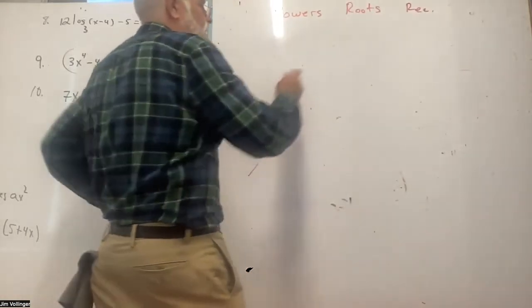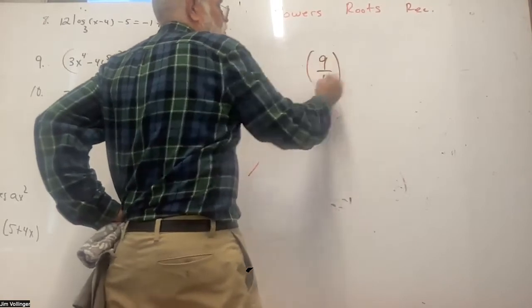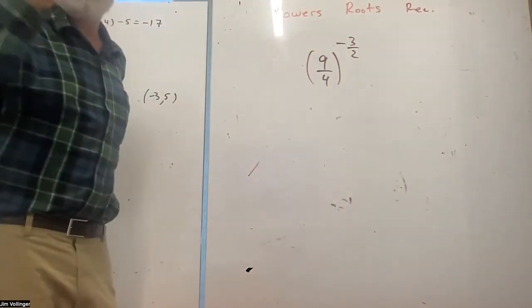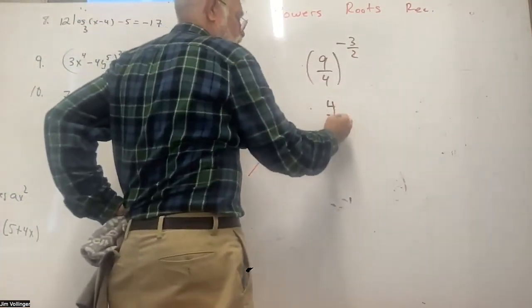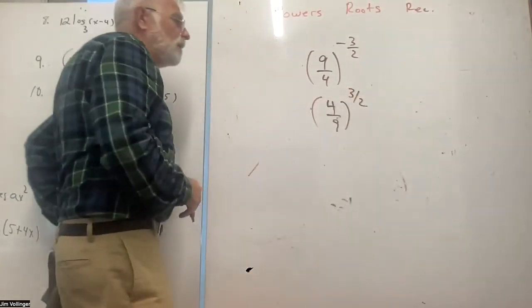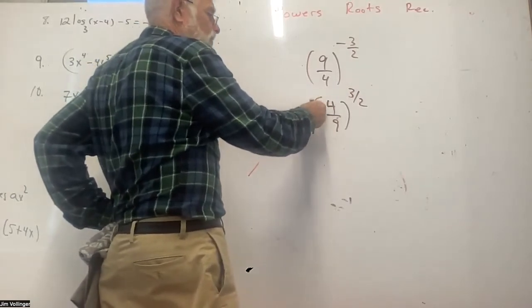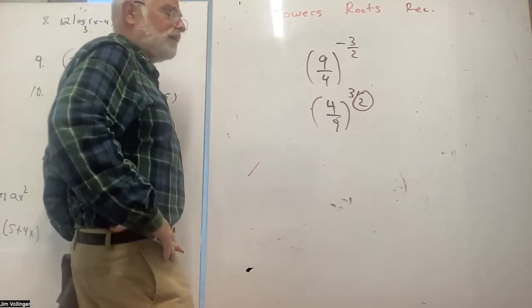What if I had 9/4 to the minus 3/2? Pause the video. First thing I'm going to do is flip it. I'm going to do 4/9. That's one of the operations that's just out the window. Now I can either do 9 times 9 times 9 underneath 4 times 4 times 4, or I can do that operation. Hope you remember what that means, square root.